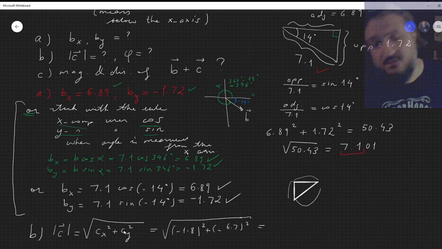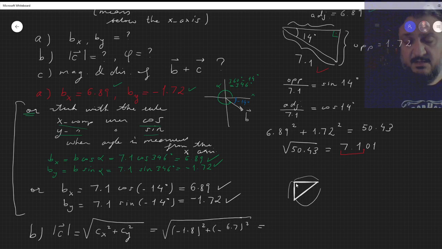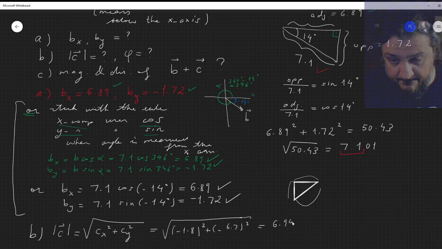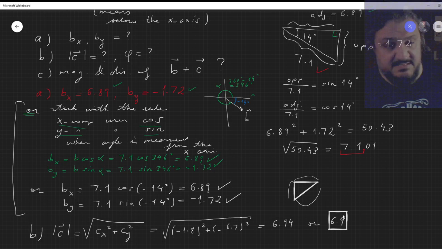Okay, if you don't want to use the coordinates, if you just want to think in terms of the sides, of course they won't be negative, but you're squaring them, doesn't matter, right? So 1.8 squared, oops, not 1.5, 1.8 squared plus 6.7 squared, and take the square root, of course. That is 6.94. Or 6.9. That's the length of C.